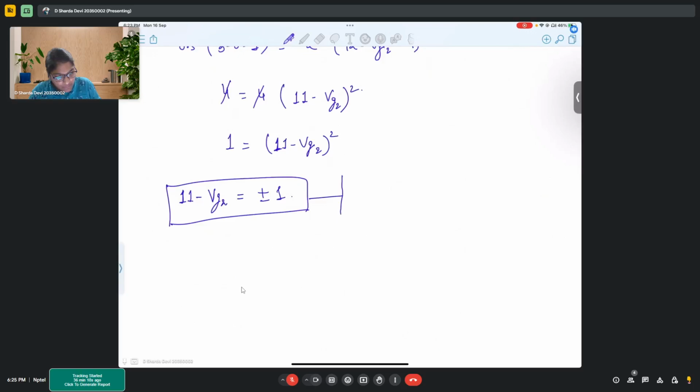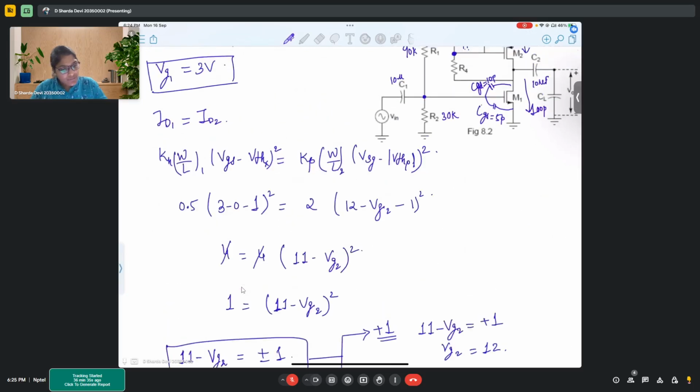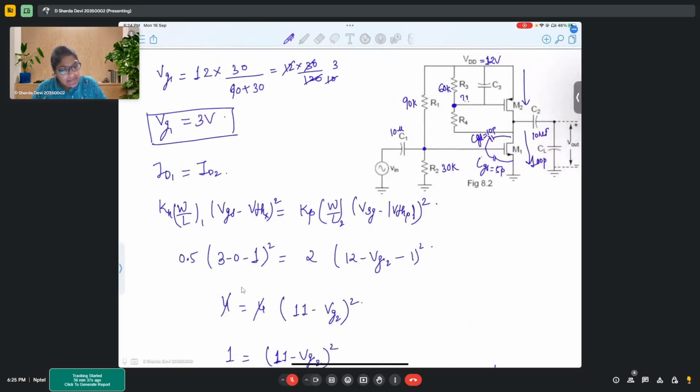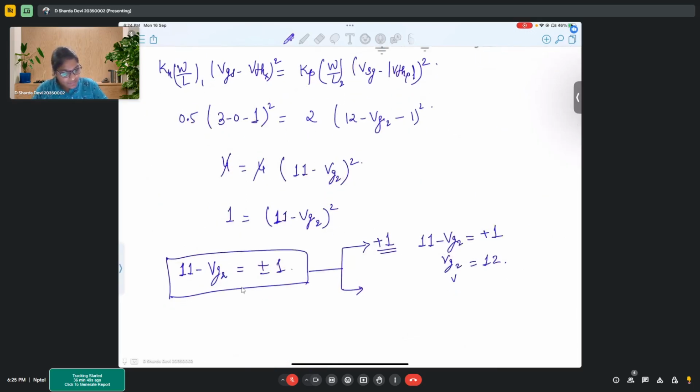So we will obtain what is correct out of these two. Let's say for plus 1, what we get is 11 minus Vg2 equal to plus 1, which makes Vg2 equal to 12. Now see, if Vg2 is 12 in this circuit and the source is also 12, so this is source, this is gate, drain. If gate and source are at equal voltage, then VGS becomes 0.